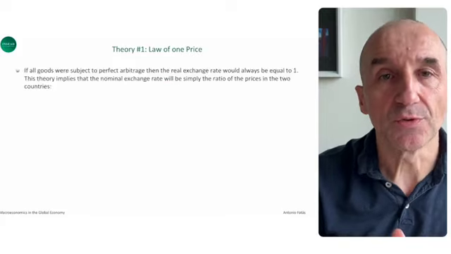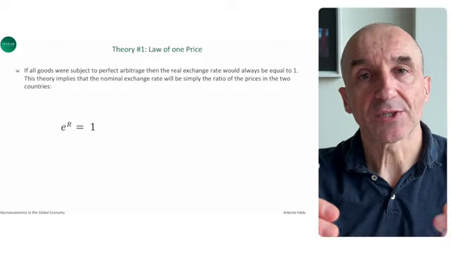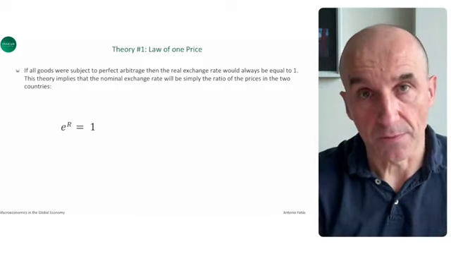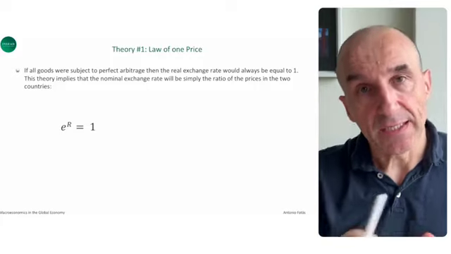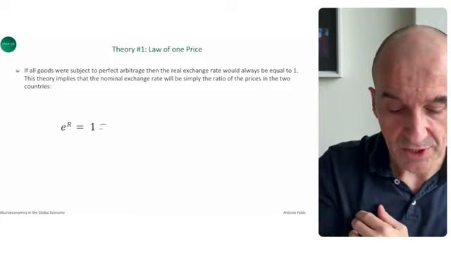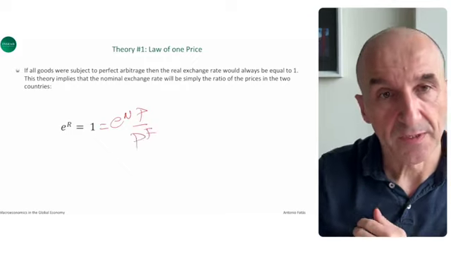Now, if that is true, using my formulas, what would happen? The real exchange rate will be equal to 1 everywhere, because that's what the real exchange rate is, just the cost of living. And if you look at the formula of the real exchange rate, it is the nominal multiplied by the ratio of prices.